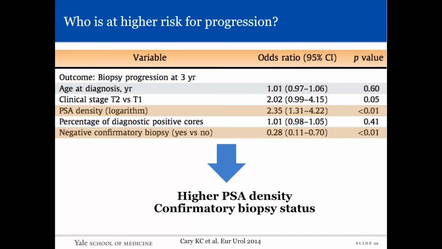And I think if you think, why might that be? Well, it probably reflects a few forces. Number one, the population of patients undergoing surveillance is really quite homogeneous. These are patients with low-grade tumors, low-stage tumors, and low PSA. So we're not going to just be able to detect significant differences there. PSA density and confirmatory biopsy status essentially offer new prognostic information which we can mobilize.